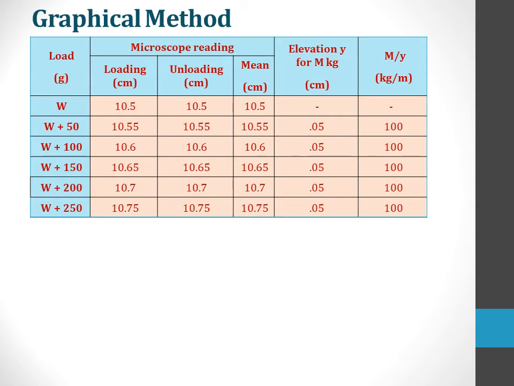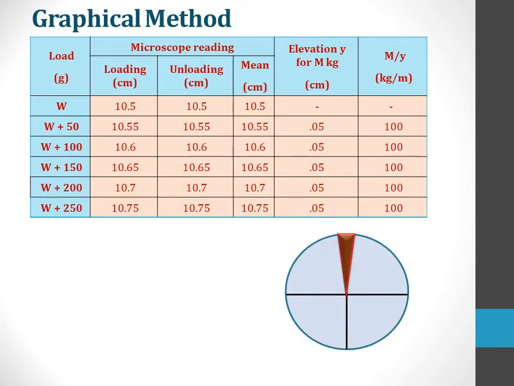Considering the empty weight hanger as the dead load W, the microscope is adjusted and the tip of the pin is made to coincide with the origin. The reading is noted from the vertical scale of the microscope. The first reading is written under the loading column. Now, the load on each hanger is increased in equal steps of 50 gram and the corresponding microscope readings are written under the loading column.